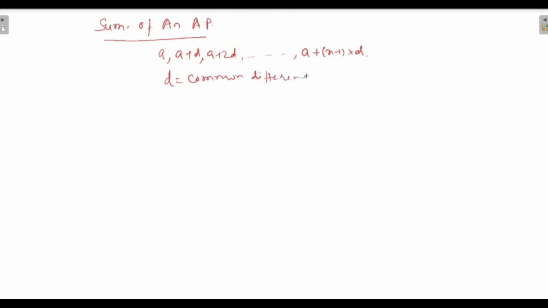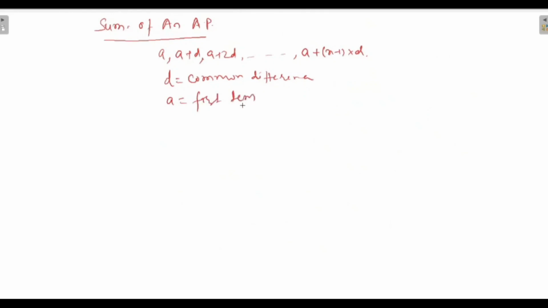This would also be an AP, where your common difference is actually minus 1. So we learnt about something called the nth term of the AP. Now what we will learn here is the sum of an AP. Let's say your AP is something like this: A, A plus D, A plus 2D, and it goes on and on, and your last term is basically A plus (n minus 1) into D. So what is the common difference over here? Common difference is D. Then what is my first term? First term is also A here.